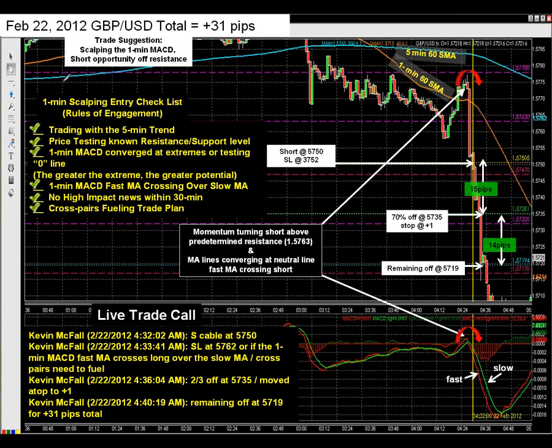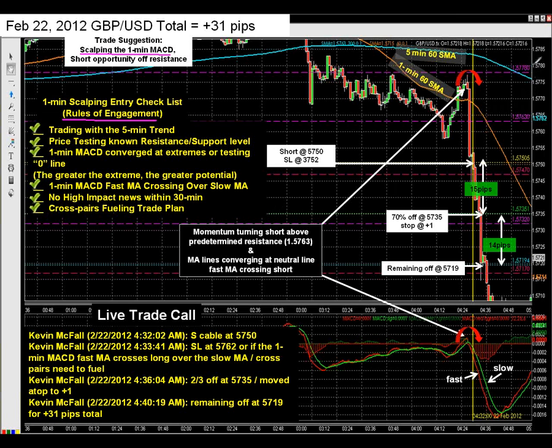Now this particular one is a 1 minute scalping, using the 1 minute MACD. So this is a 1 minute time frame. There's only three indicators that we use when we do this trade, so we keep it pretty simple, but it's very, very effective. It's all about the rules of engagement and making sure that you can check off all these few simple questions.